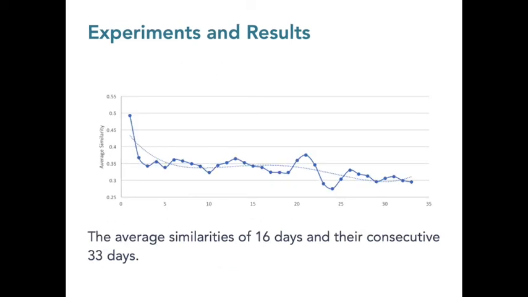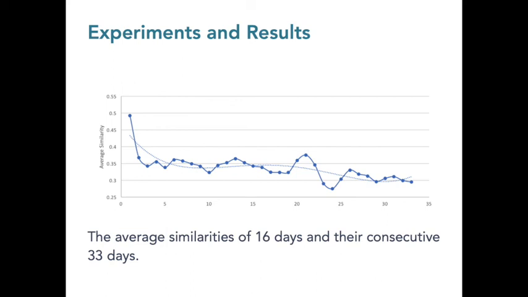So this is also, once again, the second experiment. We take the average similarities of 16 days and their consecutive 33 days. Here you see very similar results as in the previous image. So once again, the average cosine similarities between day 1 and day 2 are very similar, more similar than they ever will be for the upcoming month.